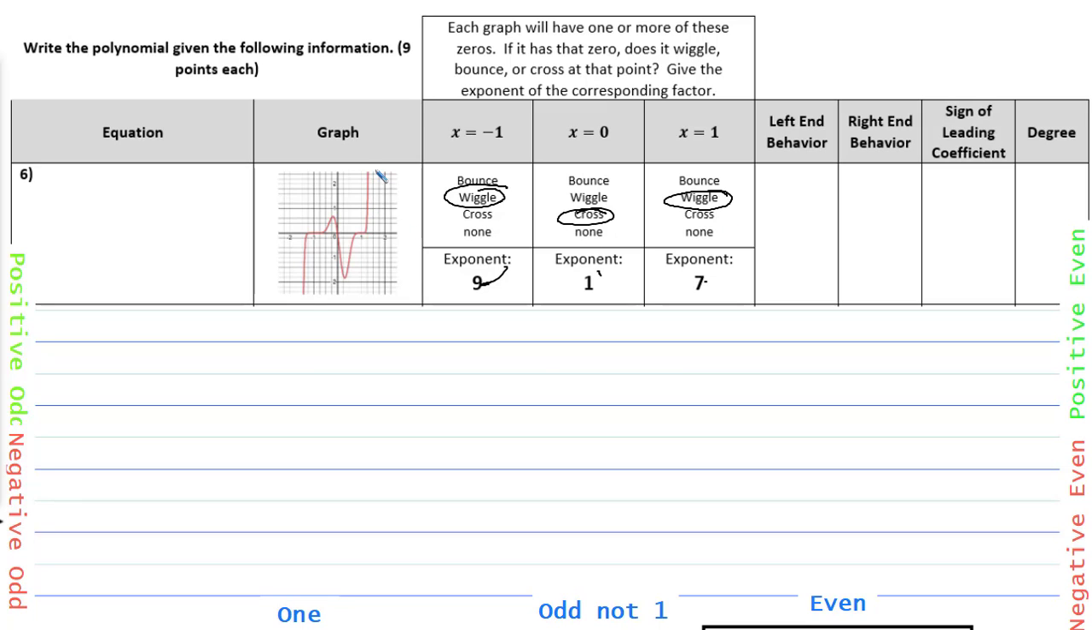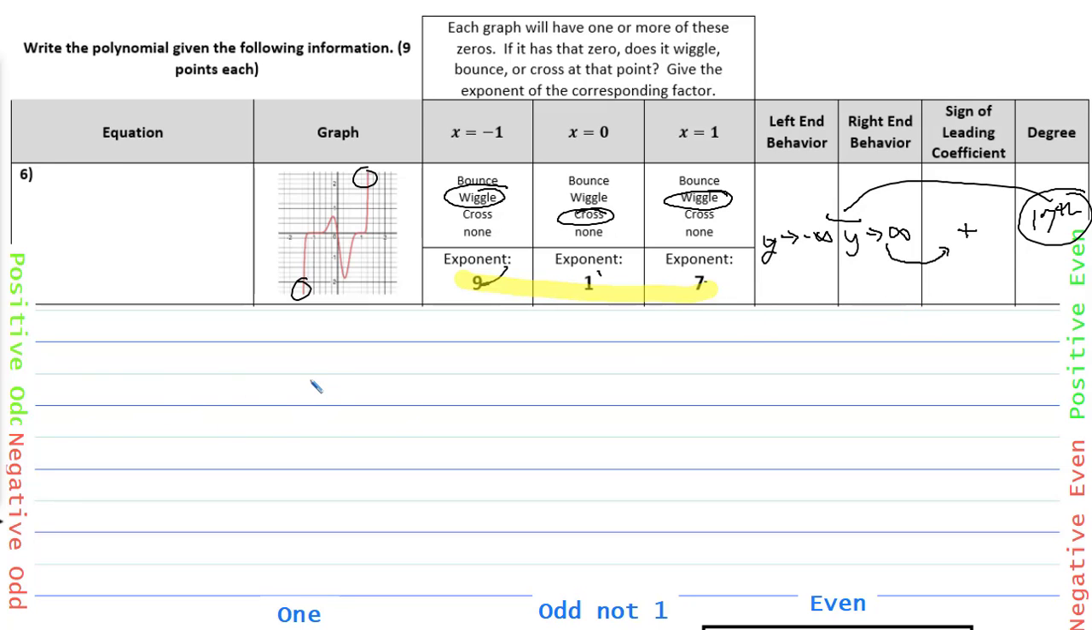And let's fill in our tails and which direction they're going. So left-hand side was approaching negative infinity. Right-hand side was approaching positive infinity. Since that's positive, the leading coefficient is positive. My degree, we add these up. And so that becomes 17. This being odd is shown up here because these are going to be opposite.